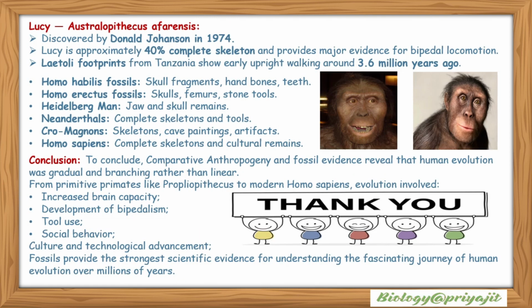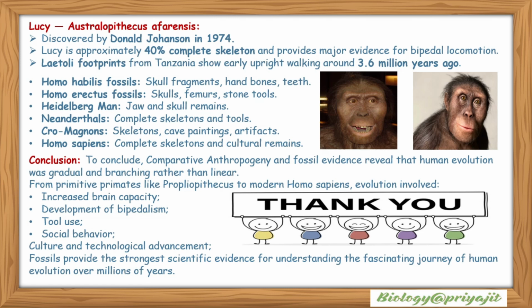Lucy, Australopithecus afarensis fossil discovered by Donald Johanson in 1974. Lucy is an approximately 40% complete skeleton and provides major evidence for bipedal locomotion. Laetoli footprints from Tanzania show early upright walking around 3.6 million years ago. Homo habilis fossil, skull fragments, hand bones, teeth, etc. Homo erectus fossil, skull, femur, stone tools. Heidelberg man, jaw and skull remains. Neanderthals, complete skeletons and tools. Cro-Magnon skeletons, cave paintings, artifacts. Homo sapiens, complete skeletons and cultural remains.